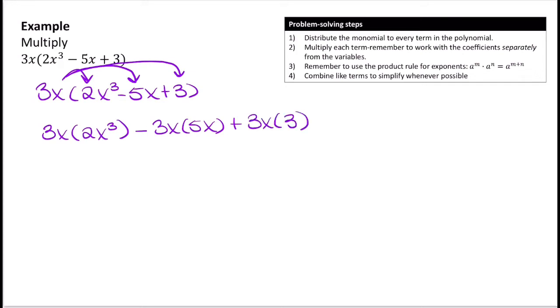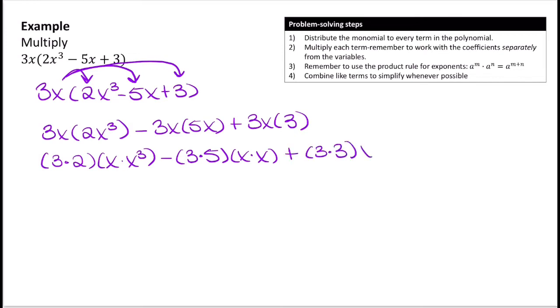Okay, so now I'm going to rearrange each of these terms a little bit so you can see that I'm going to work with the coefficients separately from the variables, right? So we have 3 times 2 and then x times x cubed. And then that's something that we discussed in that multiplying monomials lesson, right? So we have 3 times 5 and then x times x. And then the last term we have 3 times 3 and then we have our x.